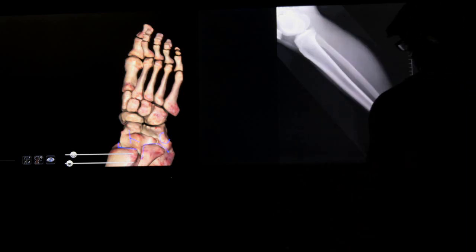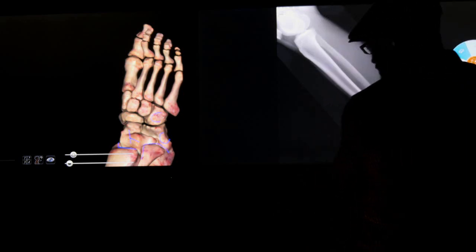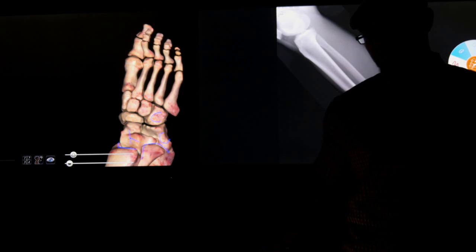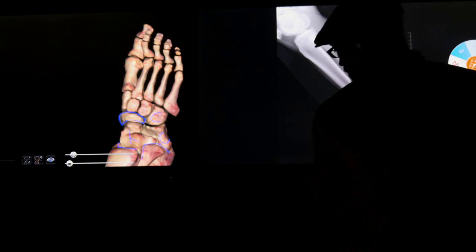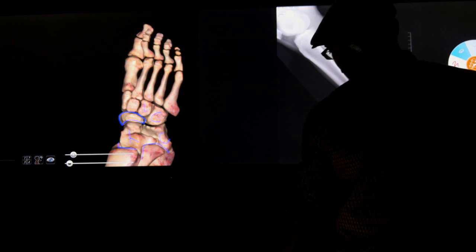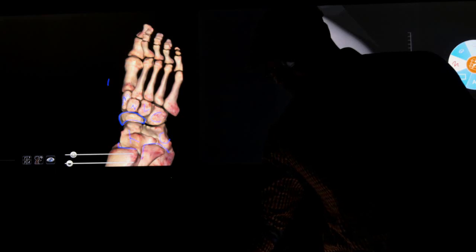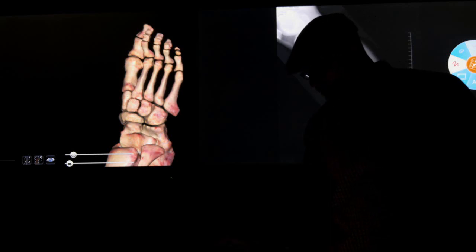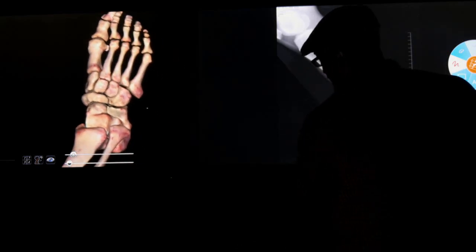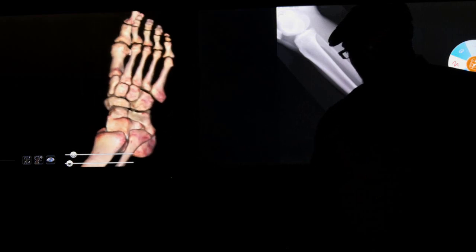Okay. Then we have our cuboid, which really does resemble a cube. Looks like a cube. We have our navicular, which looks like a half moon. And then we have our cuneiforms. This is our lateral, our intermediate, and then our medial. Remember, the big toe is the medial side. Okay? So that's that part of the foot anatomically.